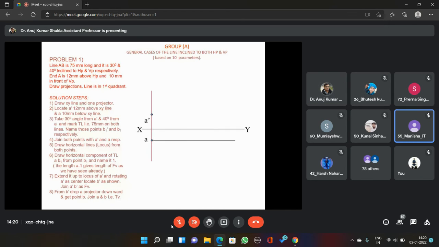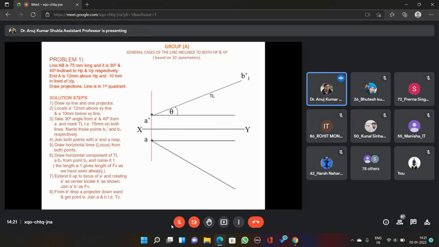Okay, very good. So take a 30-degree angle from A dash and a 40-degree angle from A and mark TL. TL is the true length, that is 75 mm. So you have taken this angle, you have taken TL, then marked A dash B dash 1. And what distance have you taken? 75 mm, isn't it? Any doubt till now? No, sir. Very good.